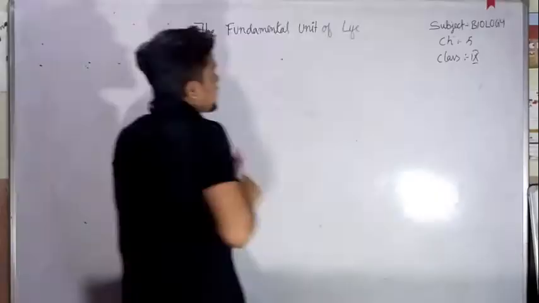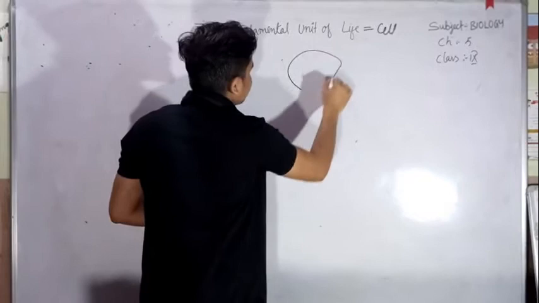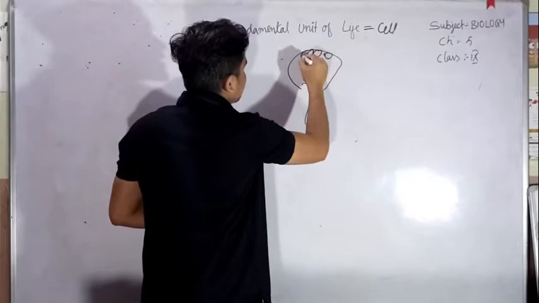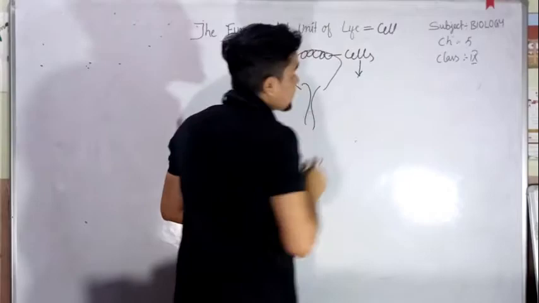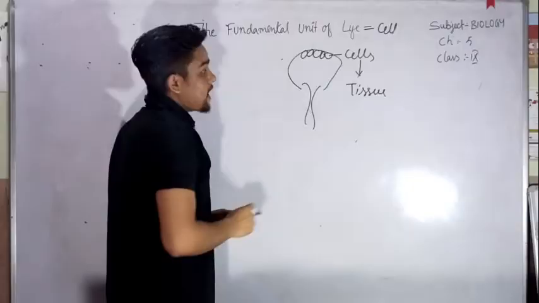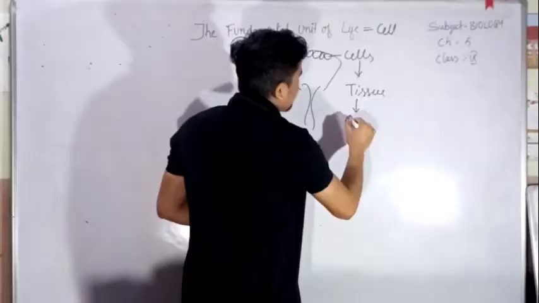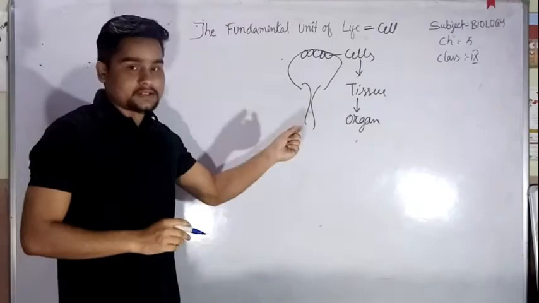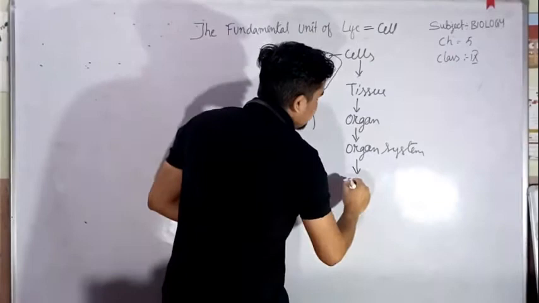And we know that many cells make up a living organism. Many cells along with the same cells make up tissue. And many tissues along with similar tissue make up an organ, okay? And different organs come together to form an organ system, okay, and organ systems form living organisms.